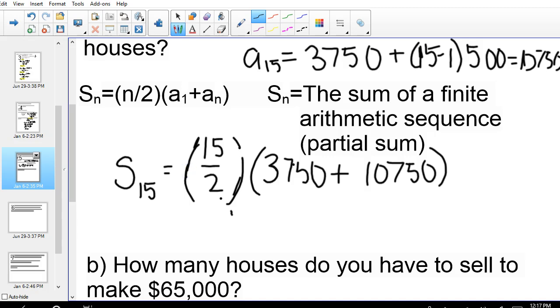All right, so in your calculator, you'll have 7.5 times 3,750 plus 10,750. And whenever you do that, you should get that you would make $108,750.